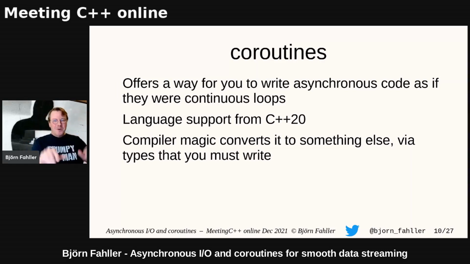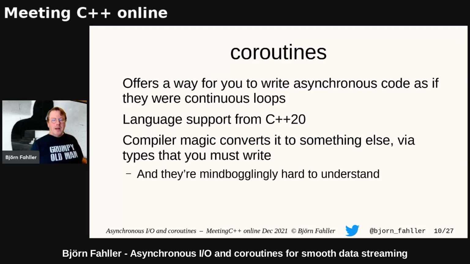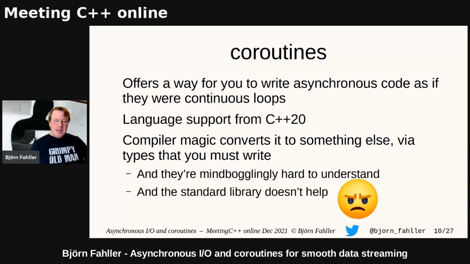So you write code that looks like a loop, and the compiler converts it to something completely else via coroutine types that you must write. And they are mind-bogglingly hard to understand. It was so much pain to be able to write these types. And the standard library, unfortunately, does not offer very much help. So this is a bit sad, I think.